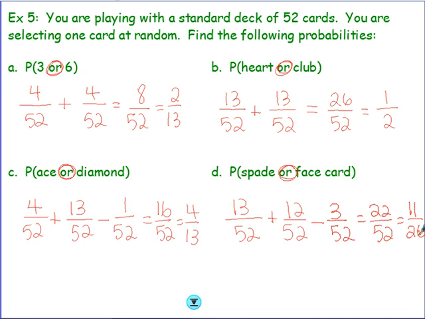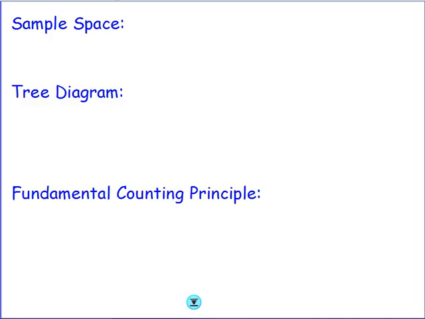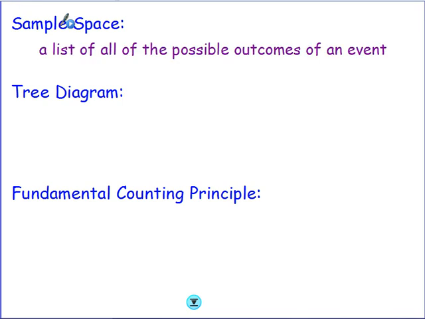So that's kind of the end of the basic probability. We're going to take a look now at some other vocab words that come along with probability. First vocab word is sample space. The sample space is simply a list of all of the possible outcomes of an event.